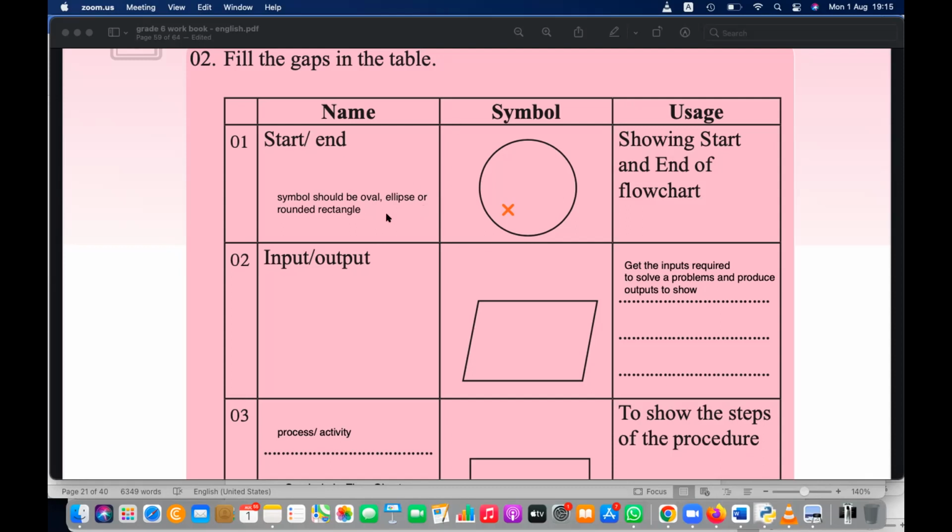Right? Okay, input and output. What is the symbol for input and output? You know it: parallelogram. Yes, the symbol is called a parallelogram. For input and output we are using a parallelogram.